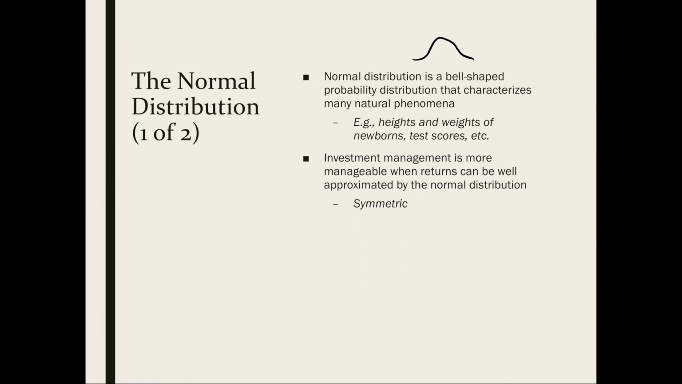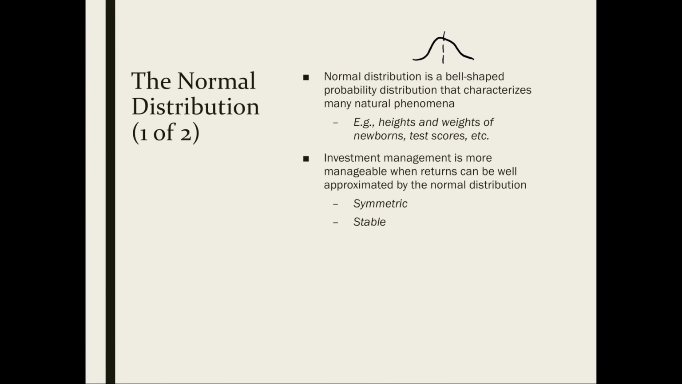Why? First of all, normal distribution is symmetric. So the probability of any positive deviation above the mean is equal to that of a negative deviation of the same magnitude, because your mean is in the middle here and you have deviations positively and negatively from that mean.